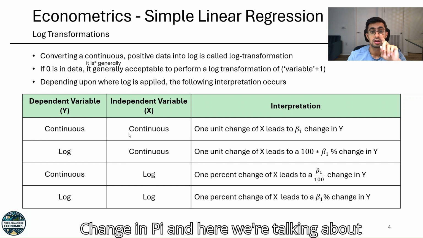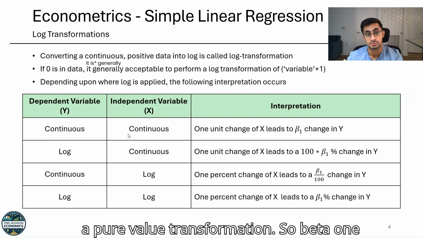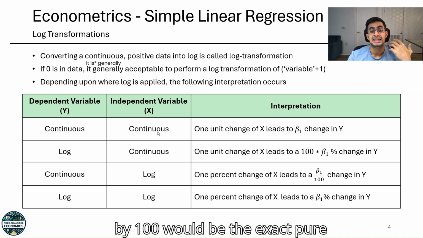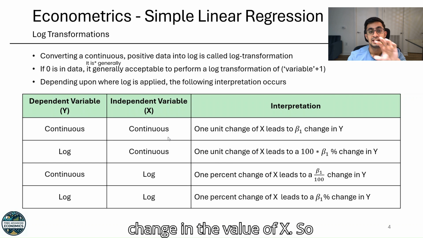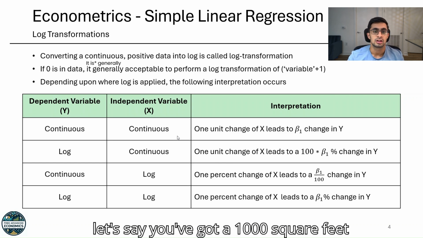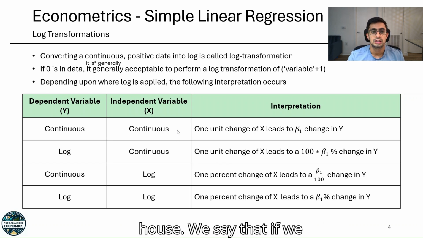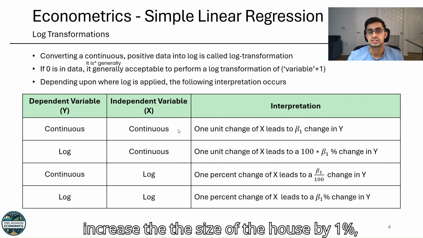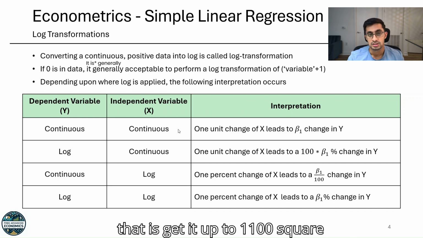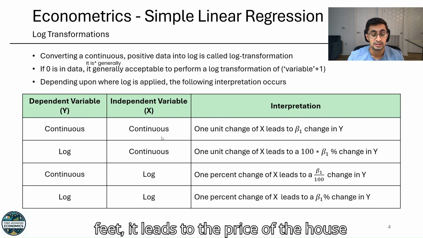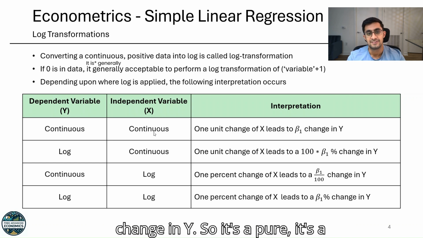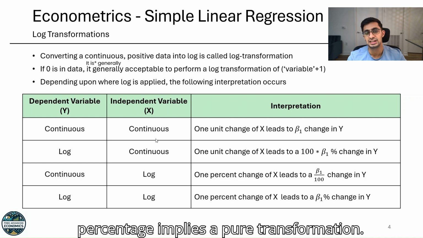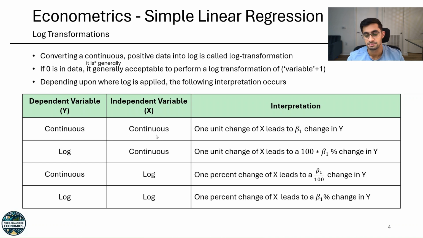And here we're talking about a pure value transformation. So beta 1 by 100 would be the exact pure value change in y due to a 1% change in the value of x. So let's say you've got a 1,000 square feet house. We say that if we increase the size of the house by 1%, that is, get it up to 1,100 square feet, it leads to the price of the house to increase by beta 1 divided by 100 change in y. So it's a percentage implies a pure transformation.